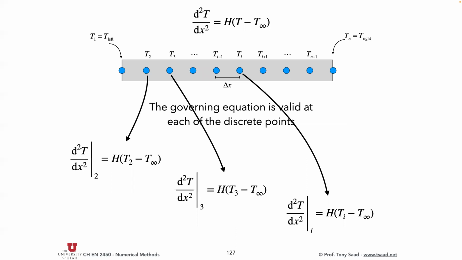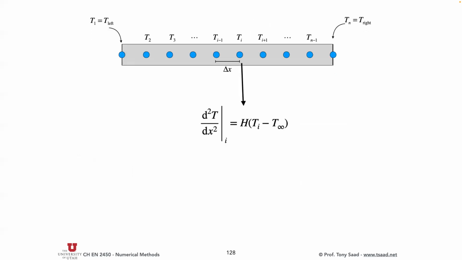So now let me ask you this. Is it also valid at the boundary points? Yes, it is valid. But we don't need it because we know the temperature at the boundary points, okay? We don't need to evaluate it at the boundary points. All right, so now I is a representative point, Ti, so it could be 2, 3, 4, n minus 1, whatever. That's a representative point. So that's a representative equation, okay?